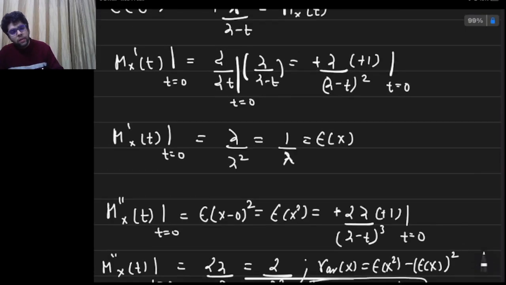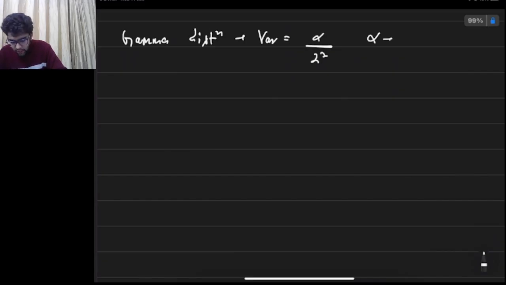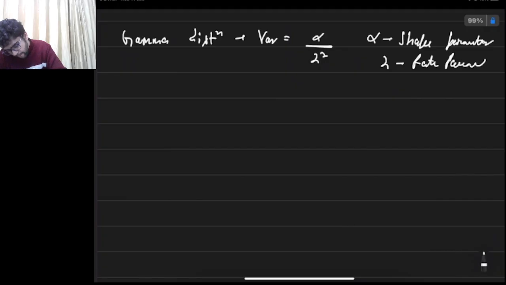And what is the variance of gamma distribution? I discussed this in the previous video. The gamma distribution has a variance of alpha upon lambda square. Alpha is the shape parameter, and lambda is the rate parameter, right? Whenever we put the shape parameter as 1, I'll be getting 1 upon lambda square, which is the variance of exponential distribution.